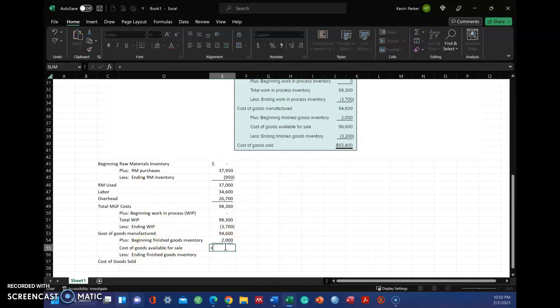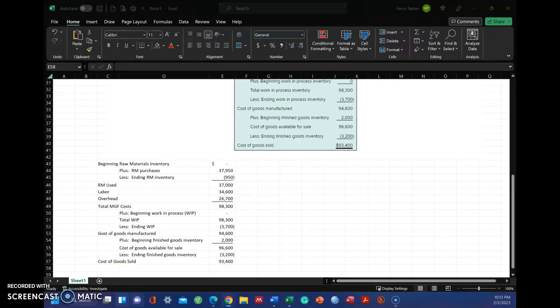2,000 plus 94.6 gives you cost of goods available for sale. We're going to subtract out our ending inventory. It was given also, 3,200, and it gives us cost of goods sold of 93,400. That is it. There's nothing else to that. I would not be doing my job if I stopped here. So your study guide says 10.15. I don't think I should stop here.